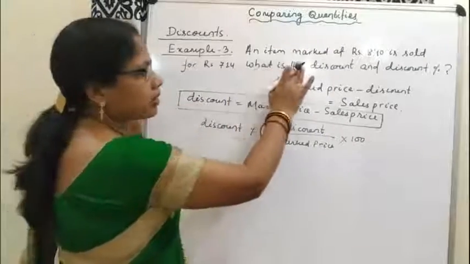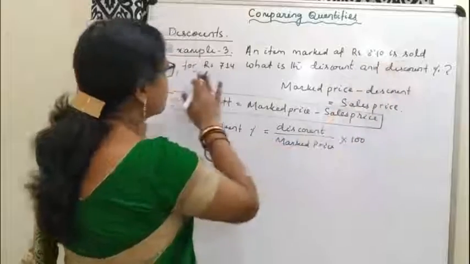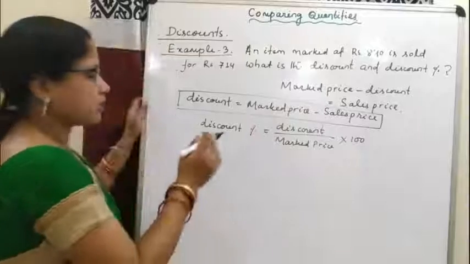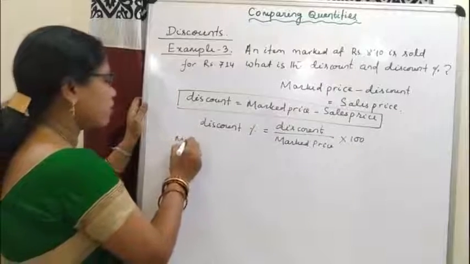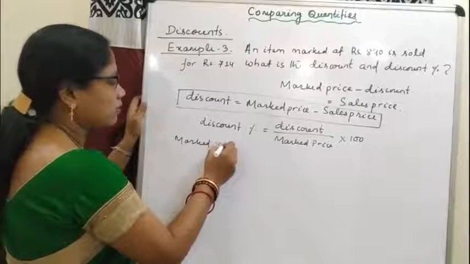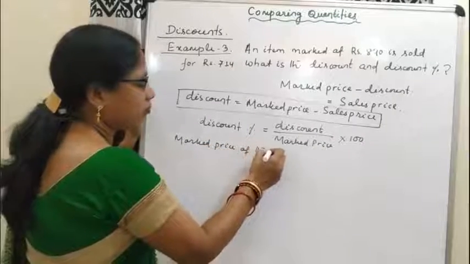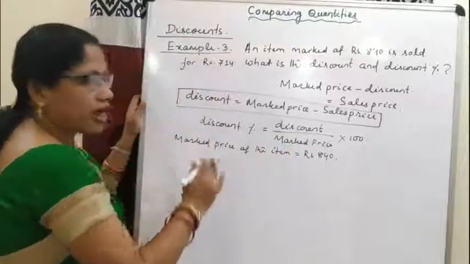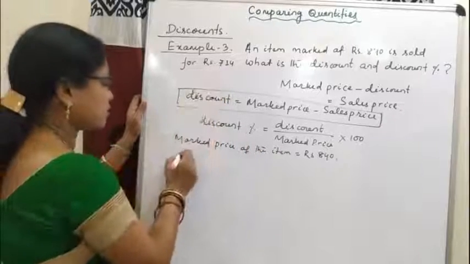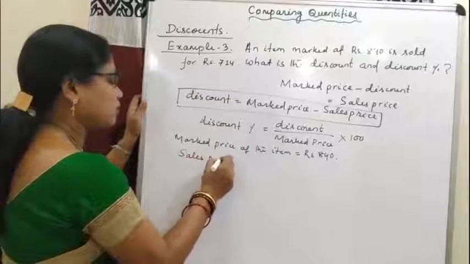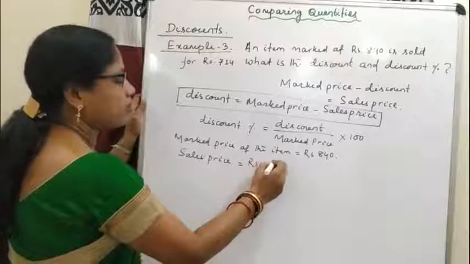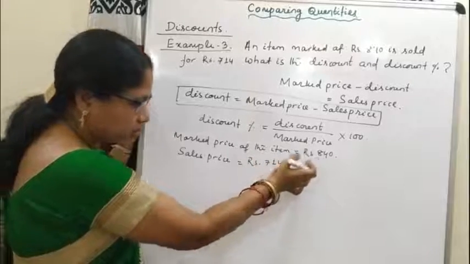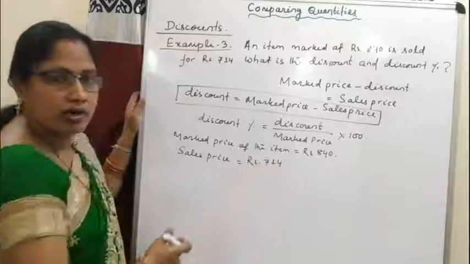An item marked at rupees 840 is sold for rupees 714. What is the discount and discount percentage? So here in this question, the mark price of the item is rupees 840. Then after discount, the sales price is rupees 714. After deducting the discount, the sales price becomes 714 rupees.